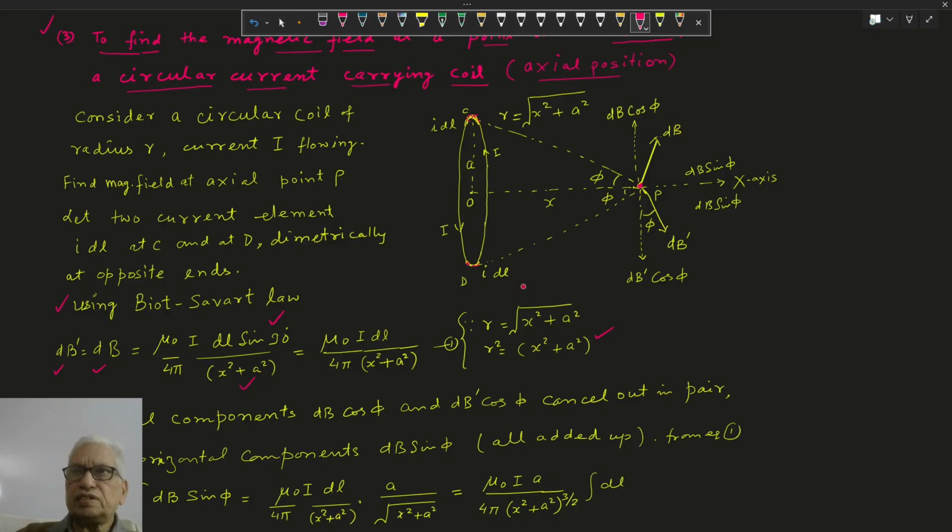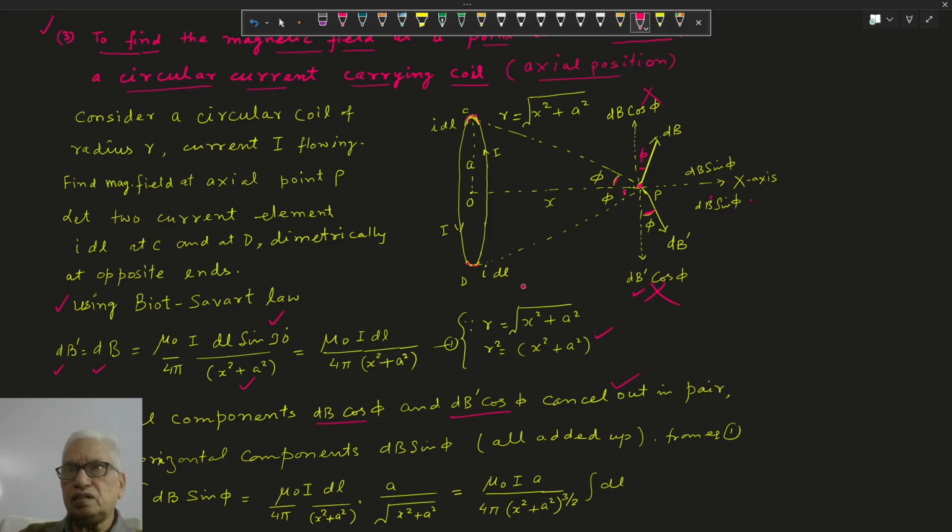Now if this angle is phi, this must be phi. This angle is phi, this must be phi. If we resolve dB into horizontal and vertical components, horizontal will be dB sin phi and vertical will be dB cos phi. Similarly, this is dB dash cos phi and here dB dash sin phi. The vertical components dB cos phi and dB dash cos phi cancel out in pair, and the sin components will be added up. This and this are both equal here, but it is not twice.